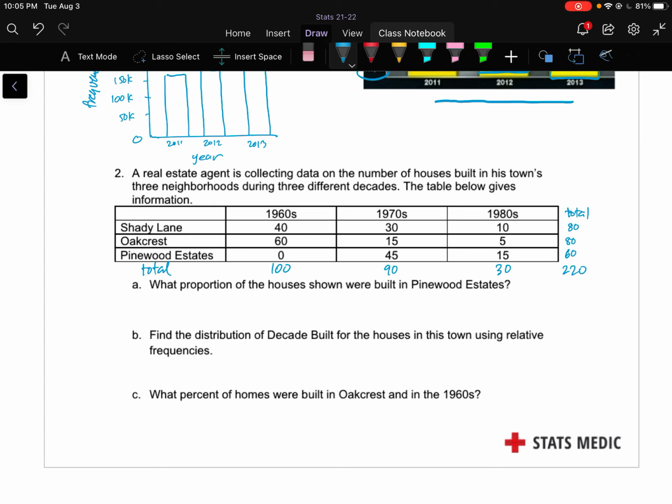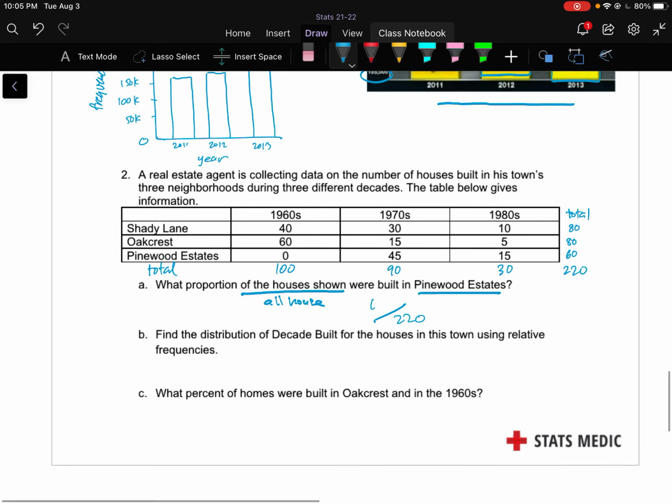All right. So question A. What proportion of the houses shown were built in Pinewood Estates? Okay. So it's saying of the houses shown, meaning of all the houses. And then specifically we're looking at Pinewood Estates. So I know that there are 220 houses shown in all, and the ones that were built in Pinewood Estates were 60. So we can write it as a fraction or convert that fraction to a percentage, which would be roughly 27%.